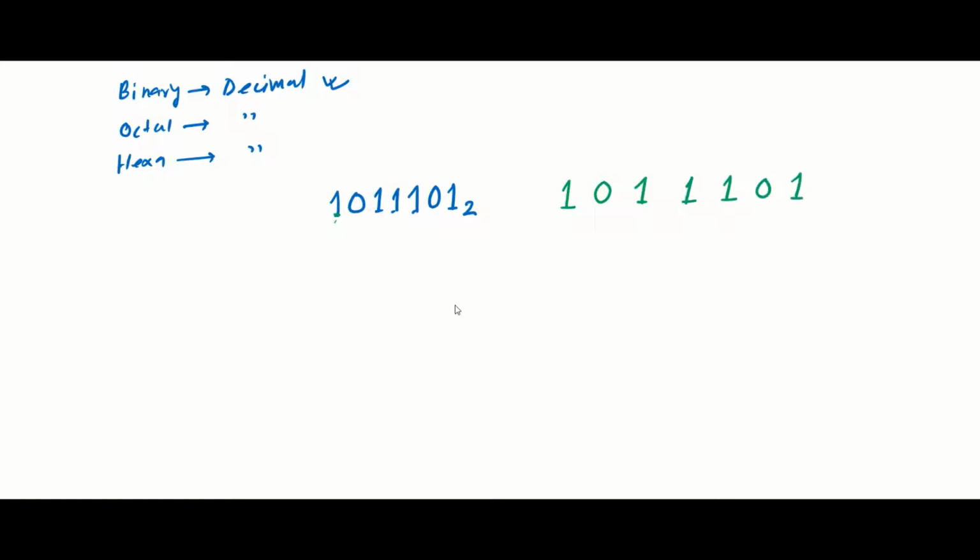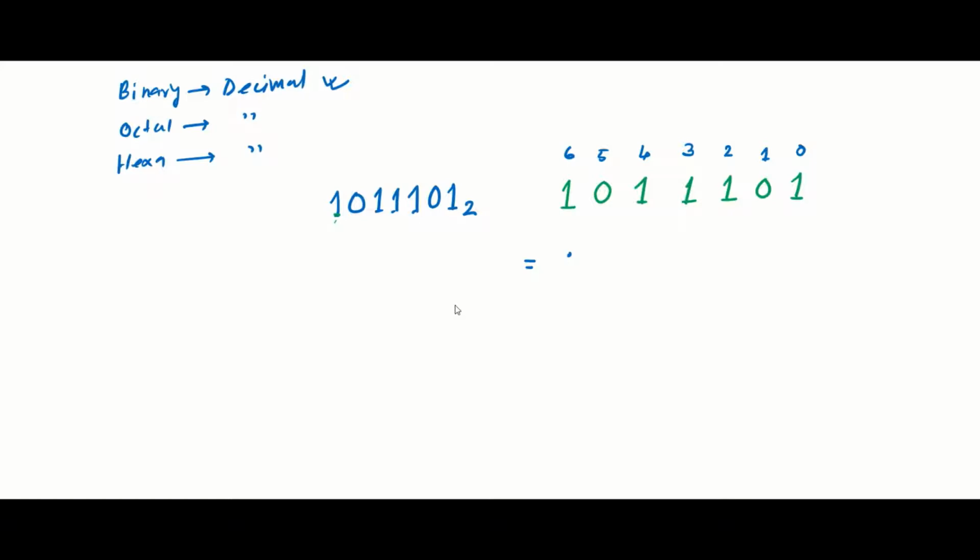Done. Next, number their positions, starting from this side: 0th position, first, second, third, fourth, fifth, and sixth. Now let's see the formula for converting this number into decimal. We're going to use 2. Earlier, when converting a decimal to binary, we divided by 2. Now you're going to multiply.